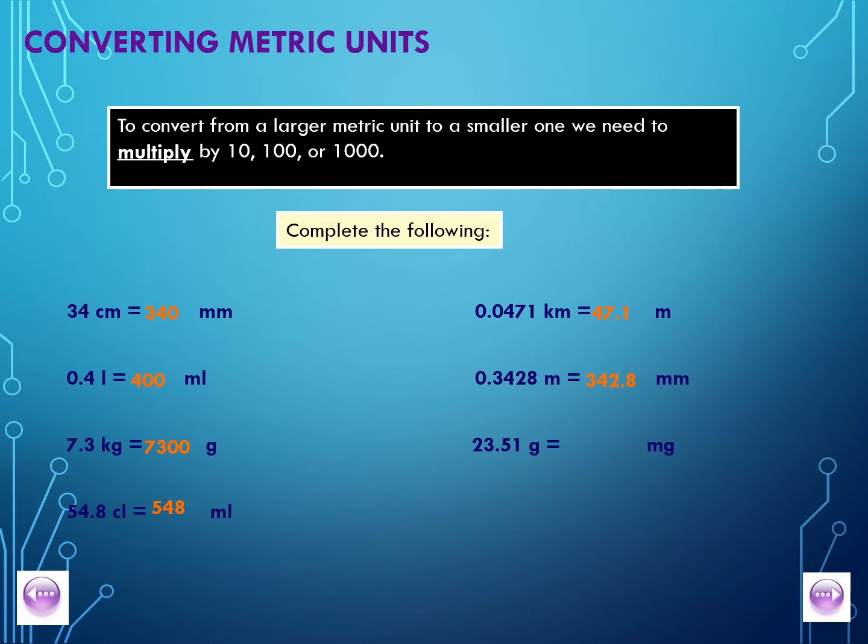Once again, we are going from a large unit to a smaller unit, and how many milligrams in a gram? 1,000. Therefore, our final answer will be 23,510 milligrams. And finally, 0.085 meters equals how many millimeters? Multiply that by 1,000, and our answer is 85.